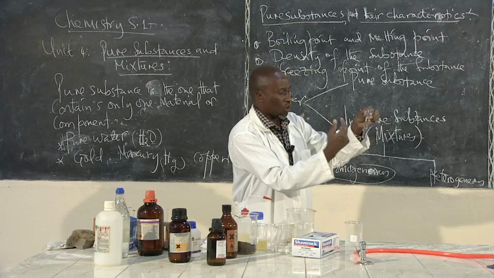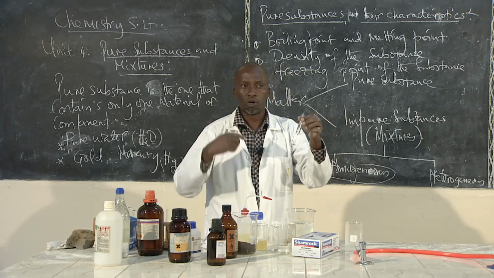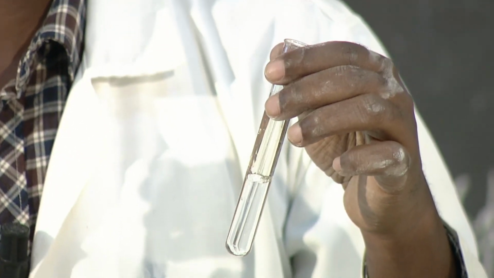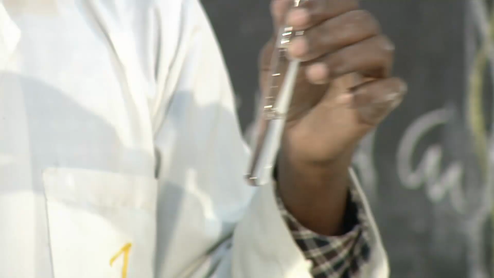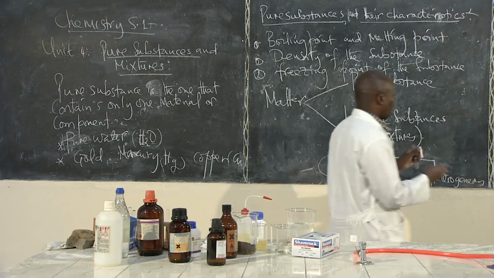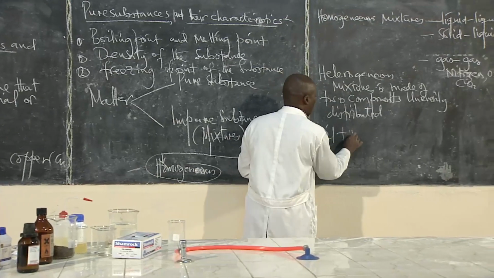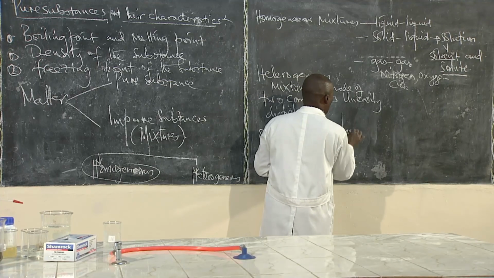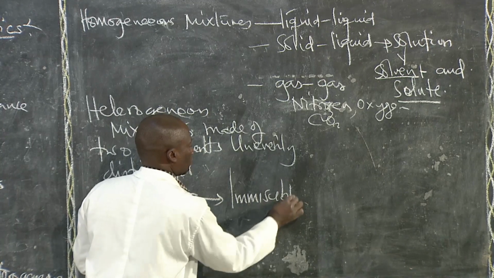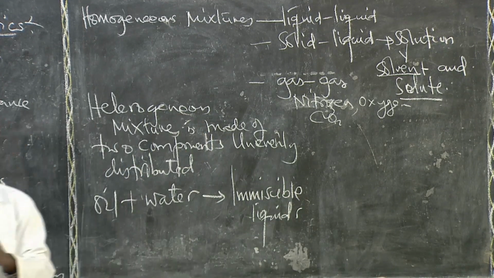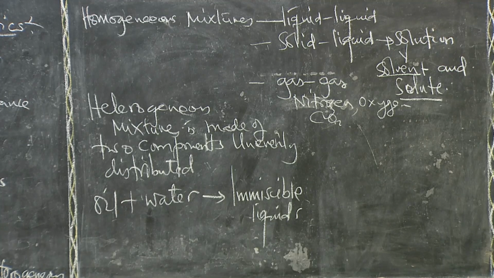So apart from being heterogeneous, this is one of the examples of heterogeneous mixtures. It is also called immiscible. These are immiscible liquids. So you have oil and water. This makes immiscible liquids.